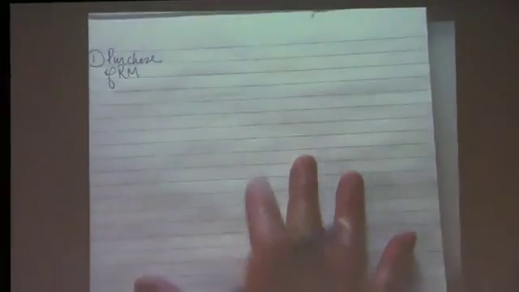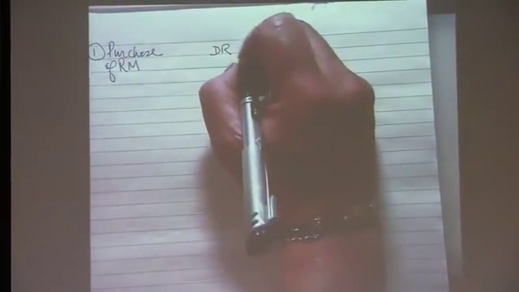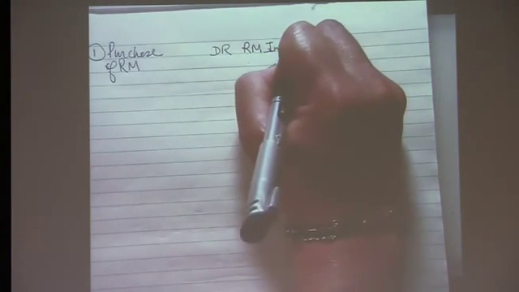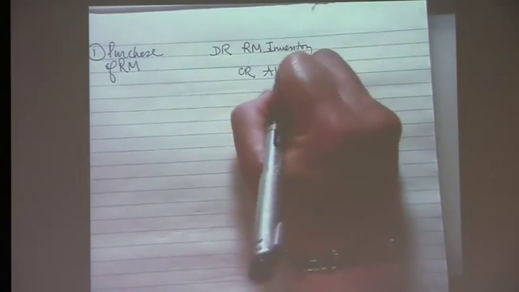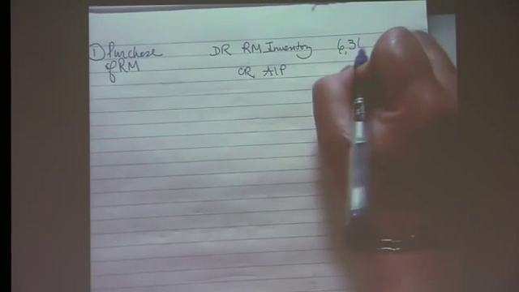So let's do that. Remember the 3 trigger points, right? The first trigger point is the purchase of raw materials. And that's the first trigger point which requires us to do a journal entry. So we're going to debit raw materials inventory, and credit accounts payable. And that one was for $6,360,000.